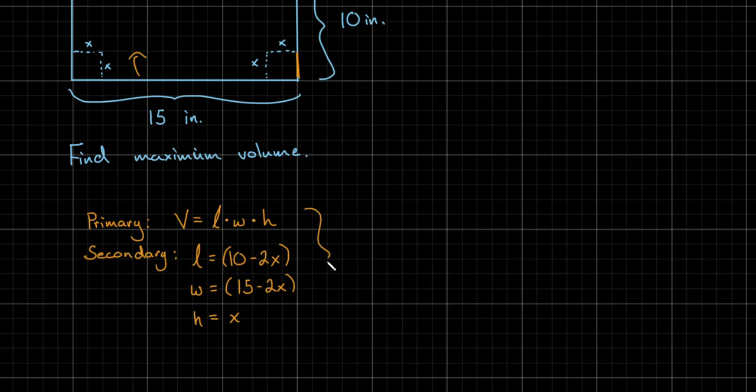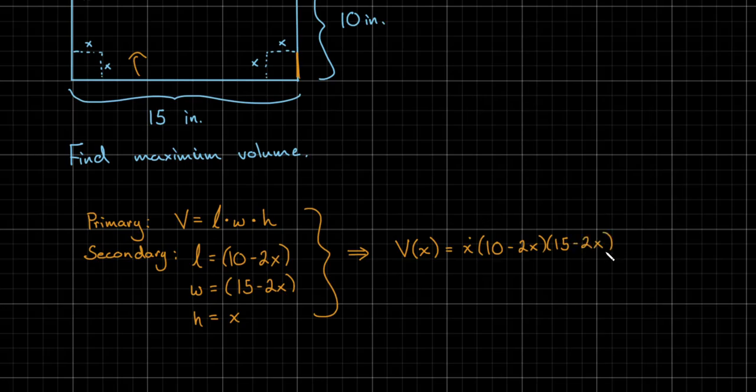So all of this right here, combined, takes us to not just a volume anymore, but we get volume in terms of what? We get a volume in terms of x. And instead of length times width times height, I'm going to change it so it's height times something. So I can write the x first, times 10 minus 2x, times 15 minus 2x.